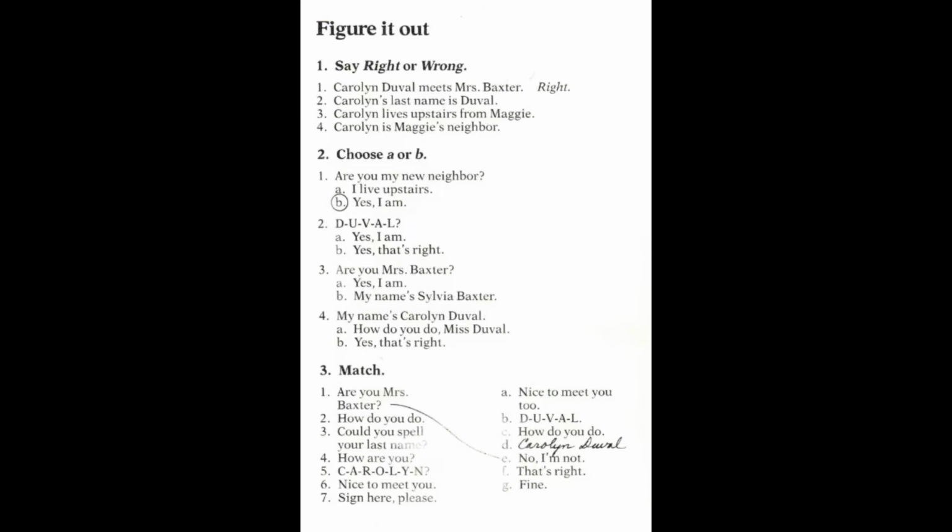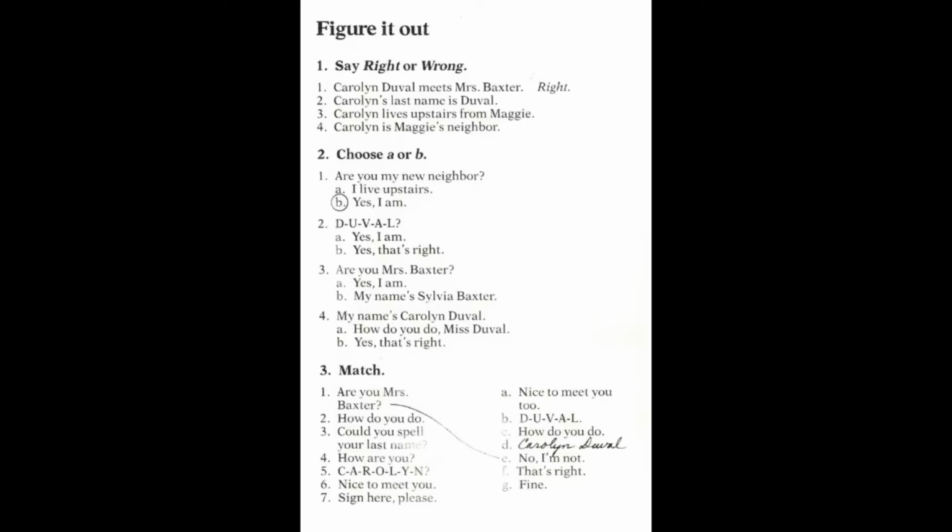Okay, good work. Now we check the exercises together. Figure it out. Figure it out means understand it. Number 1 says Carolyn Duval meets Mrs. Baxter. It is right. We can see it in part B, it happens. Number 2, Carolyn's last name is Duval. Of course, the answer is right because, again, in part B, she says, I'm Carolyn Duval. So, it is right.